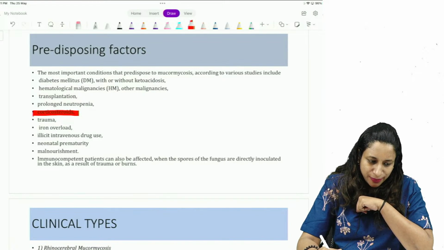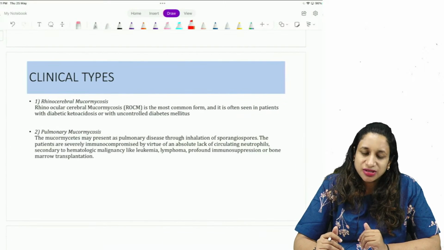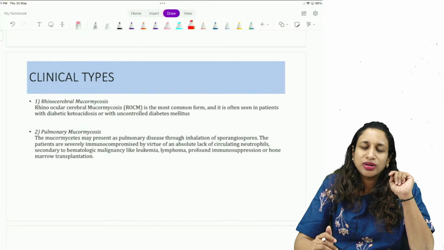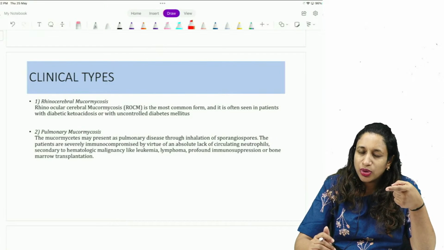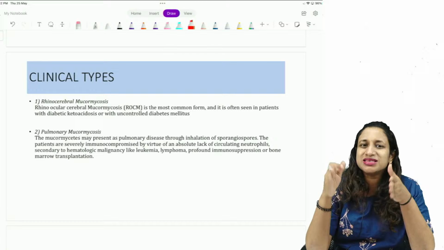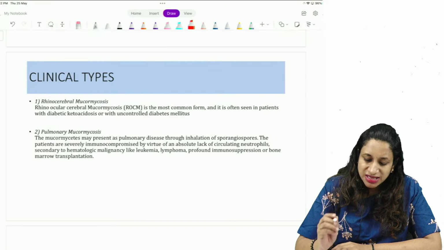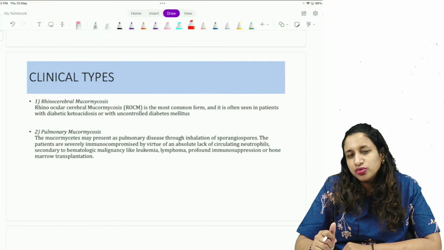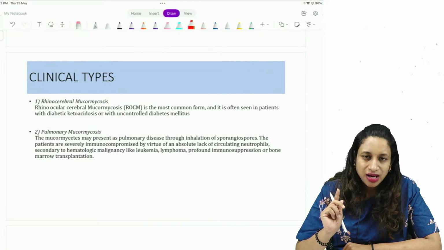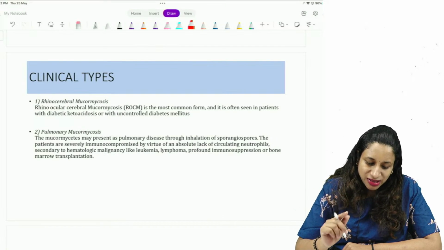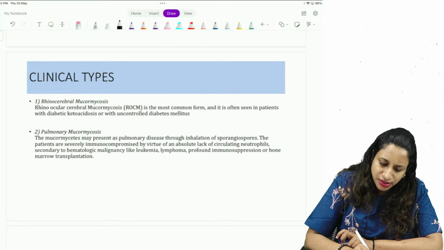Now, coming to the other important thing, what are the clinical types? There are different clinical types that you have to remember. The most important one that you should know is rhinocerebral mucormycosis. This is the most common one. So, if they ask you which is the most common one, this is supposed to be it. Your ROCM, or rhinocerebral mucormycosis, is the most common, and like I told you, this is the most common form seen in diabetics. So, diabetics with ketoacidosis, you are always supposed to think in terms of rhinocerebral mucormycosis. Now coming to the next important one, which is pulmonary mucormycosis.